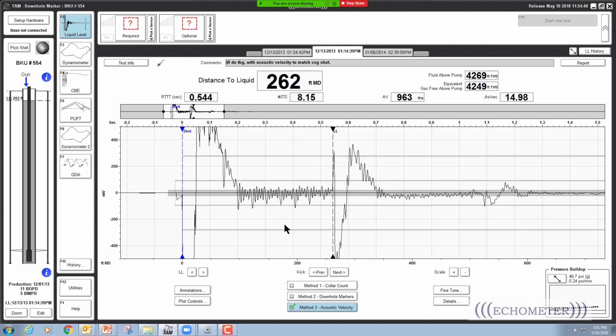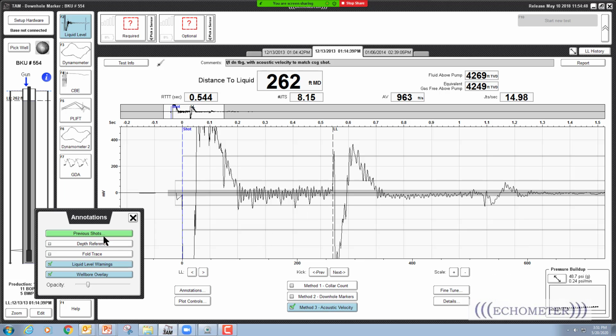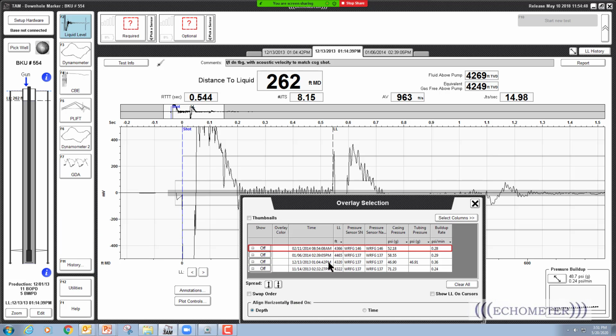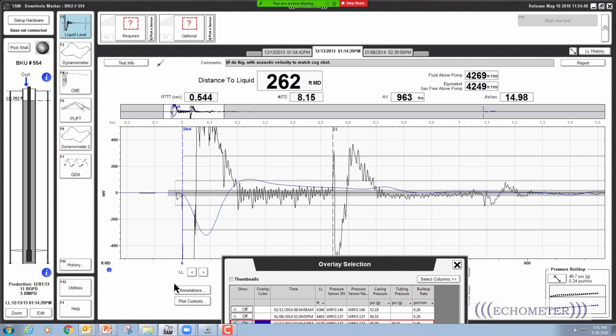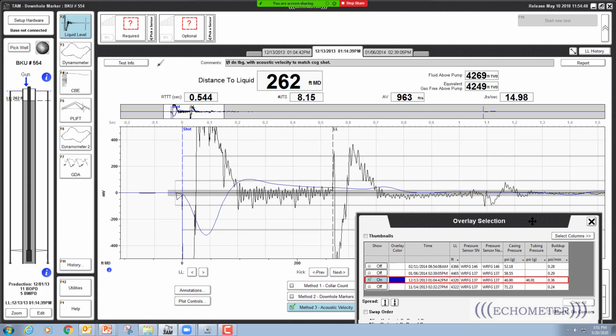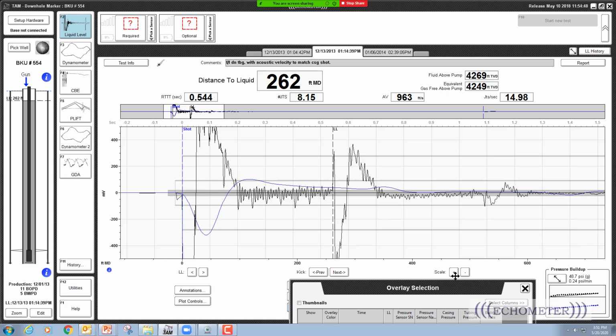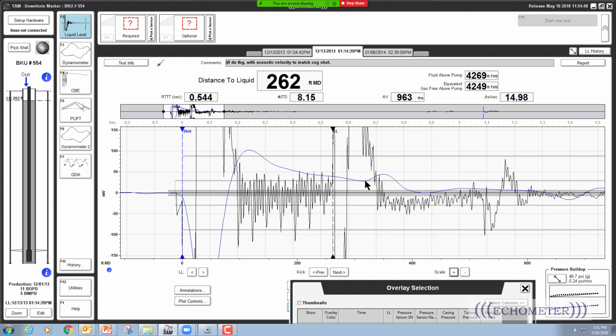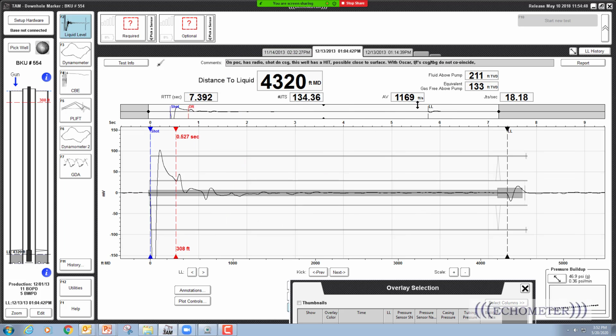And if you want to overlay these two kicks, you go into annotations, a previous shot, and select the previous shot right here, and that'll put the, if I can scale this up a little bit here. See, there's the upkick right there from the casing shot, and there's the upkick from the tubing shot. And this is saying the acoustic velocity is 963, which is not the same acoustic velocity here as, well, let's count collars.